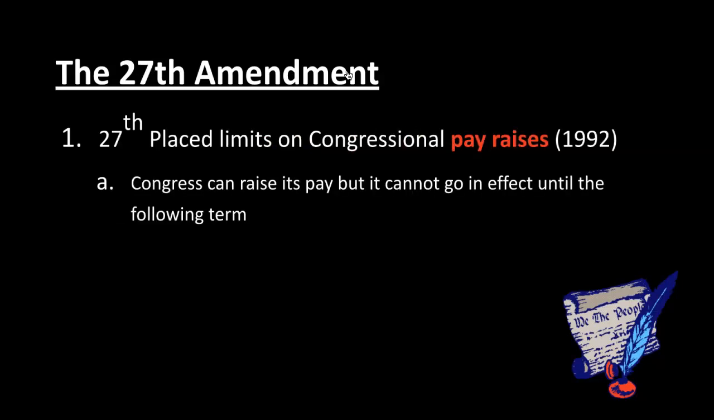And then came the 27th Amendment, which placed limits on congressional pay raises. This was enacted in 1992. Congress basically can raise its pay, but it cannot go into effect until the following term begins. Congress has terms just like a president has terms. So for example, even though we vote for a new president in November once every 4 years, their terms don't essentially start until they're inaugurated later in January. The same thing could essentially be said to be true for members of Congress as well. There is that layover period.